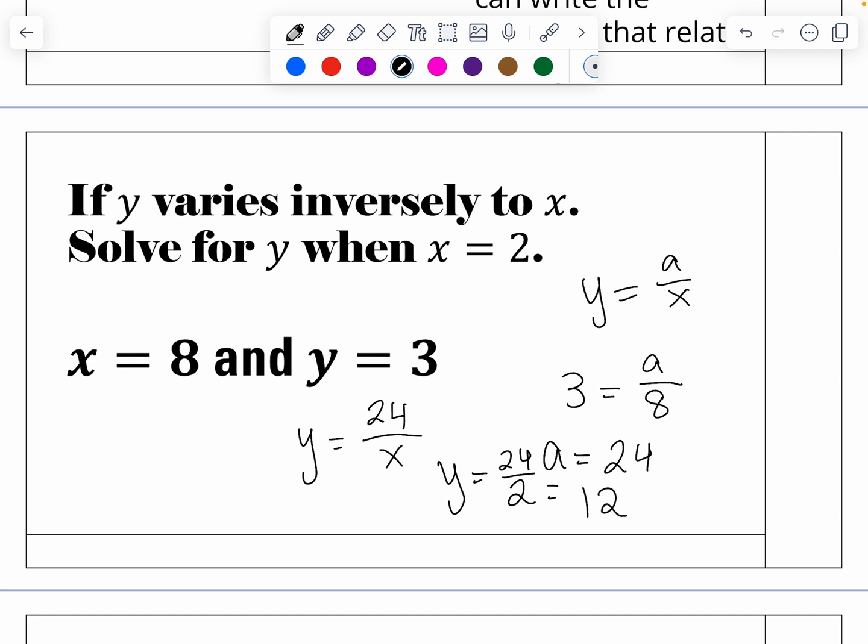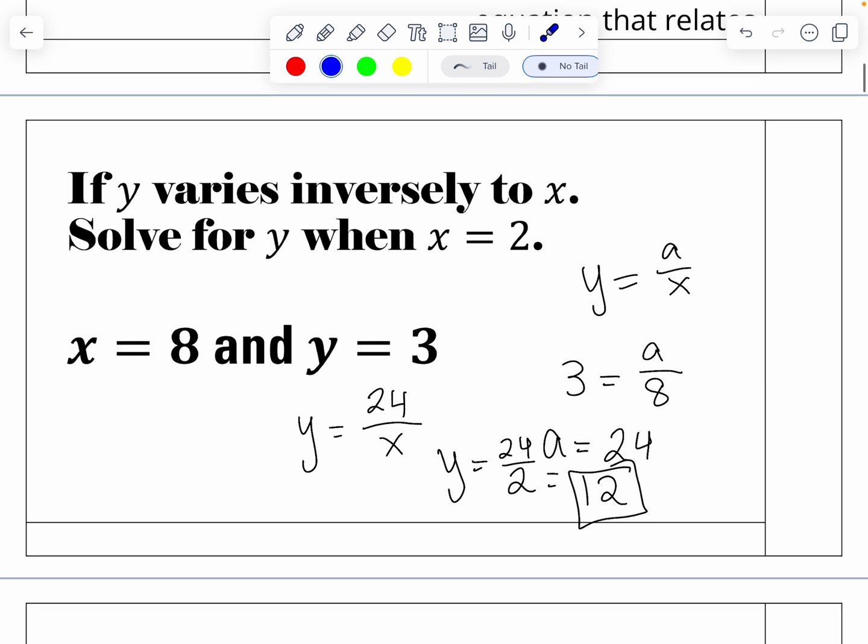Okay, so that would be our final answer there. Again, this is an equation. So if I ask you for an equation on your test, hint, hint, wink, wink, this is what I want. If I'm asking you for a value of y when x is some number, I want a number. So that's what I mean by those two things. Those are the only two questions when we're talking about varying inversely.